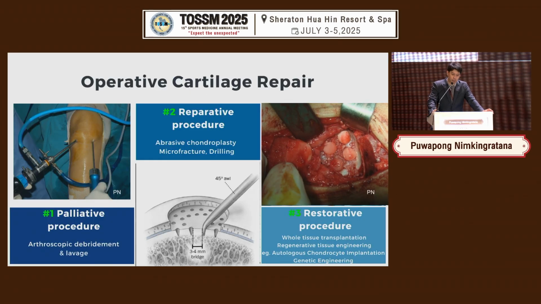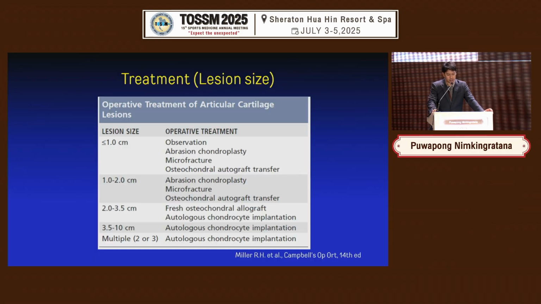To talk briefly about the operation, we might be used to palliative surgery, which means we do debridement to remove some of the debris at the joint. For reparative procedures, the most common thing that we normally do is basic chondroplasty or microneedling. Restorative procedures comprise whole tissue transplantation or even ACI, autologous chondrocyte implantation.